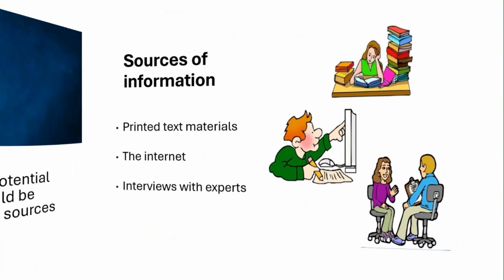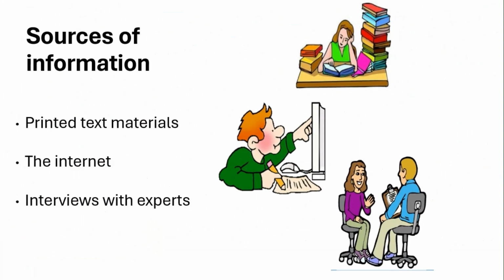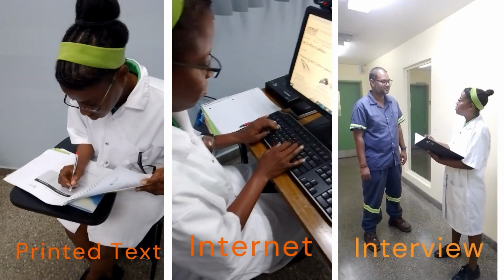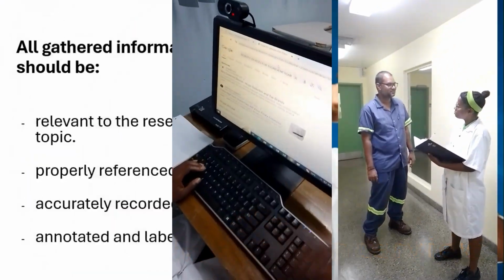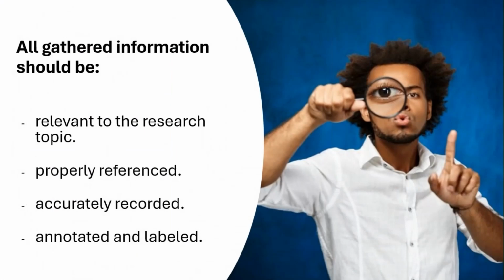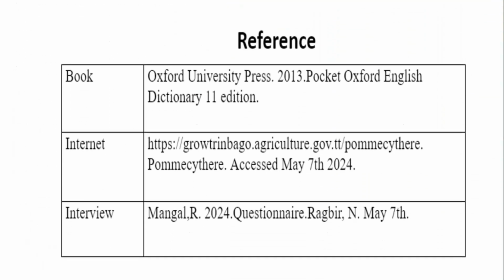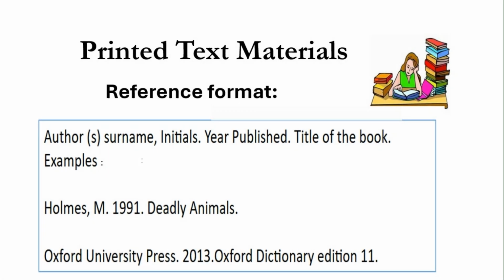There are several sources of information. These are printed text materials such as books, journals, etc., the use of internet sources, and interviews with experts. All gathered information should be relevant to the research topic, properly referenced, accurately recorded, annotated, and labeled. Here are examples of how to cite references. Pause the video to review the different methods for recording them, and then press play to continue viewing the video.